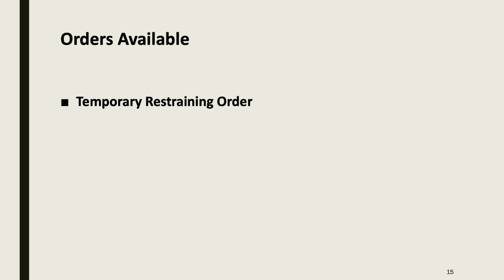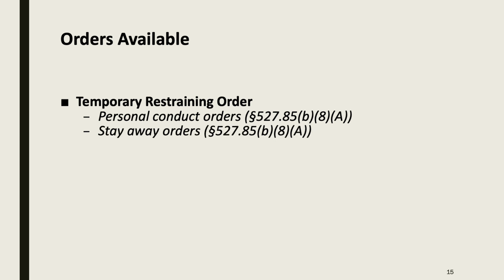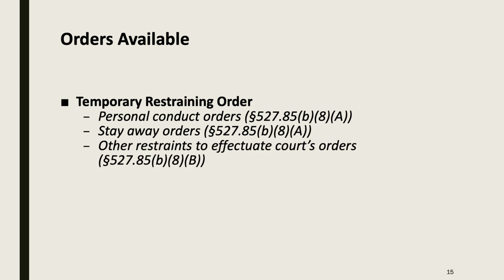And what kind of orders are available? Well, the temporary restraining order will include personal conduct orders. Those are the Be Nice orders. It can include stay-away orders. Stay 100 yards away from this person or from the school facility. And it can include other restraints that are necessary to effectuate the court's orders.